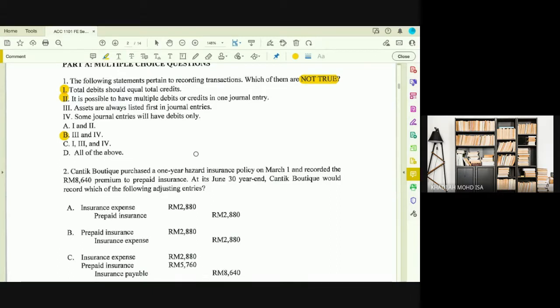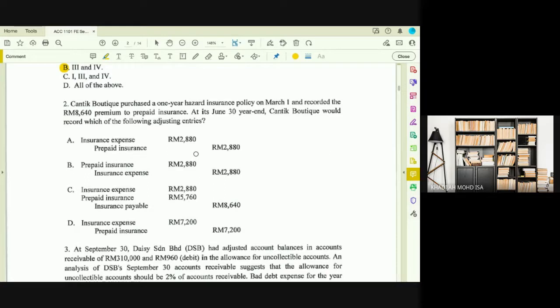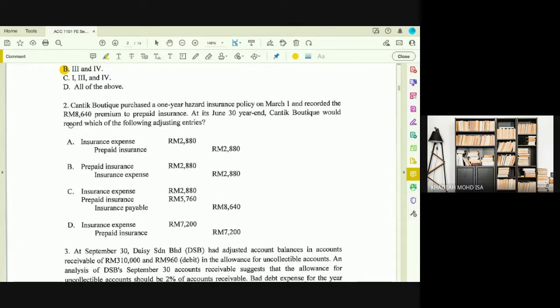For example, here, Cantik Boutique purchased a 1-year hazard insurance policy on March 1st and recorded the 8640 premium to prepaid insurance. At June 30th year end, Cantik Boutique would record which of the following adjusting entries? First, you see that you paid 8640, and that is for 1 year. So how much is it per month? 8640 divided by 12 is 720 per month.